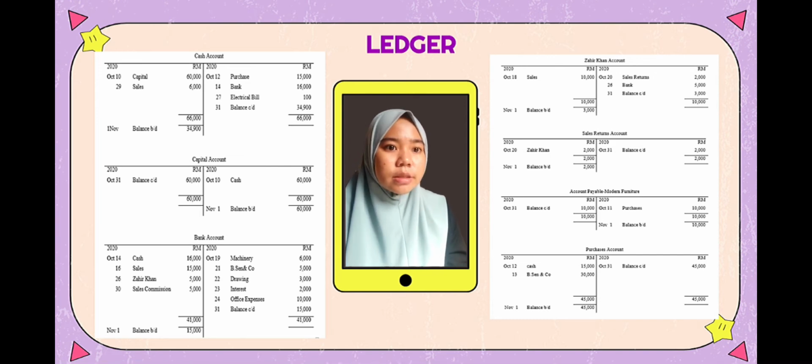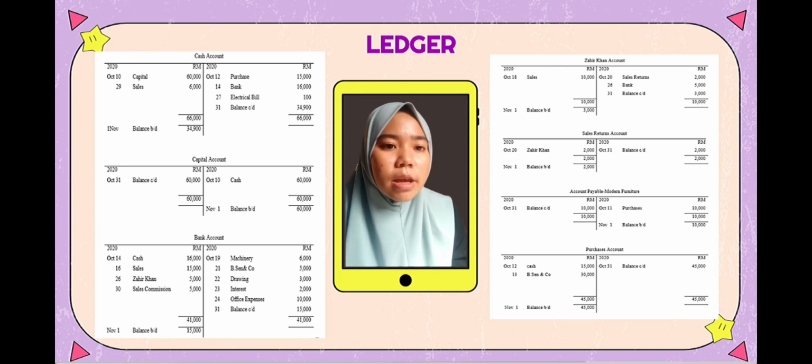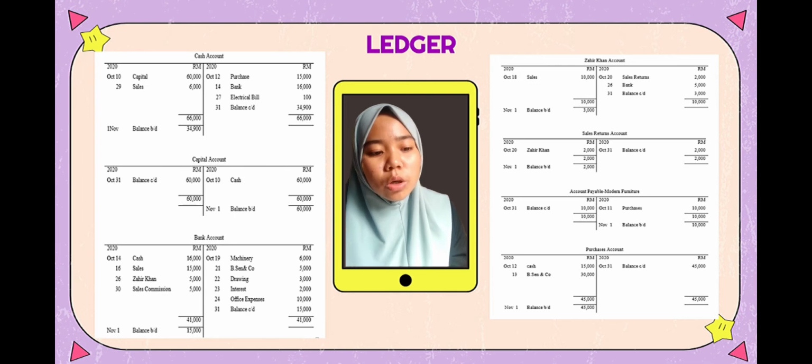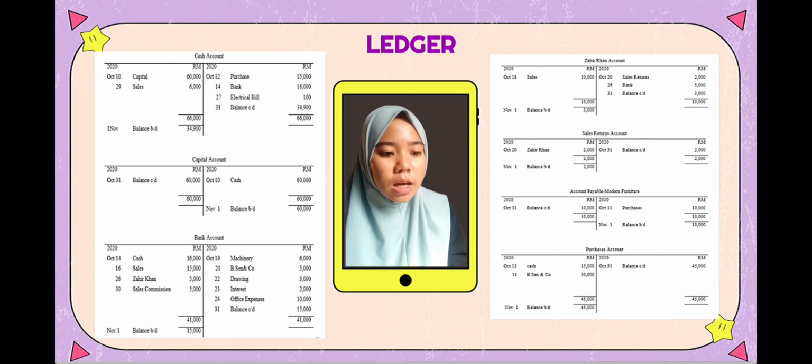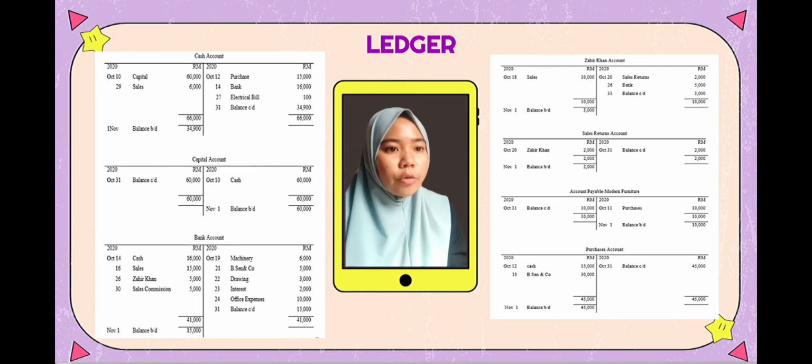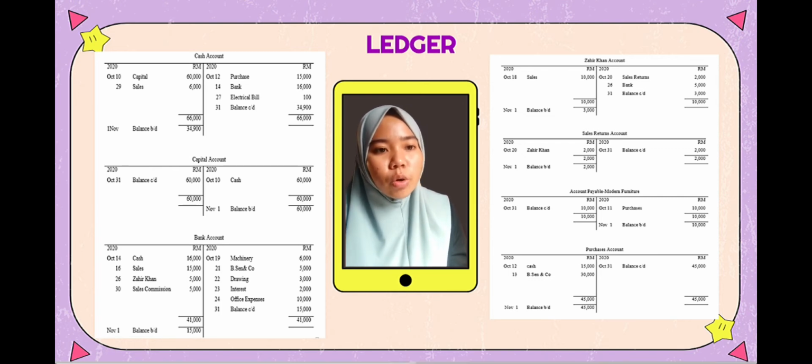Next, for the Zahir Khan account, on 13 October 2020 has 10,100 and on 20 October sales return has 200. From bank 500. The balance is 300. So the balance is the same, 10,000. The balance on 1 November is 300. For the sales return account, on 20 October, from Zahir Khan has 200. On 31 October, the balance is 200. So the balance on 1 November is 200.